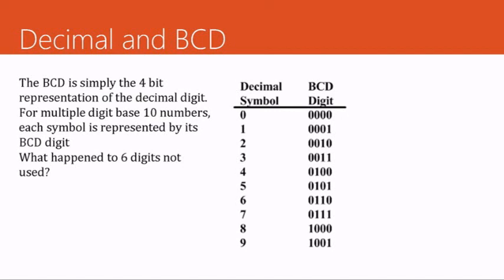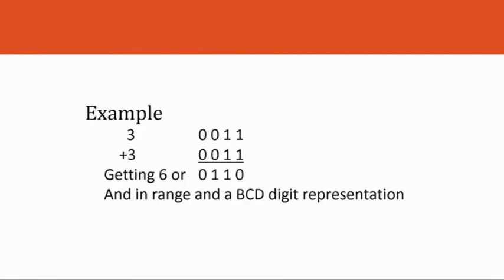So this is 0001, this is 0010, this is 0011, this is 0100, this is 0101, this is 0110, 7 is 0111, and 8 is 1000, and 9 is 1001. And the question is, what happened to the 6 remaining combinations? Let's look at this example.